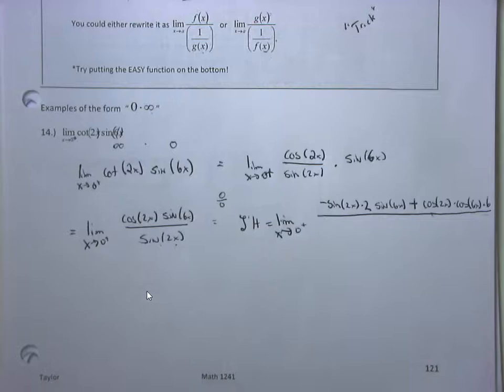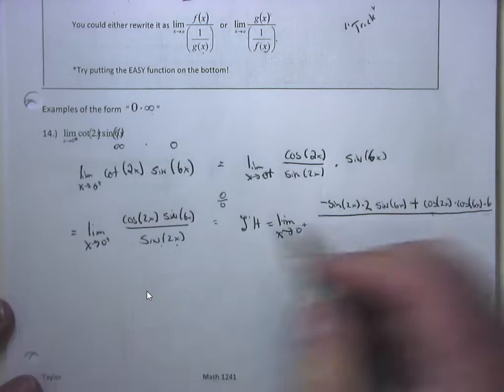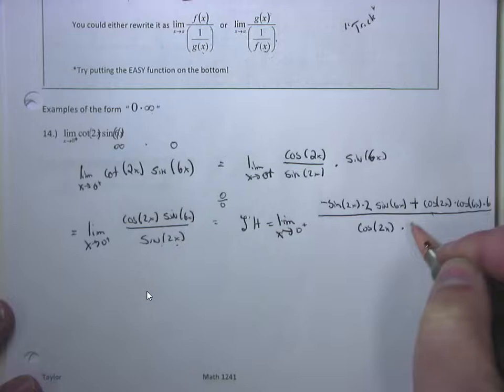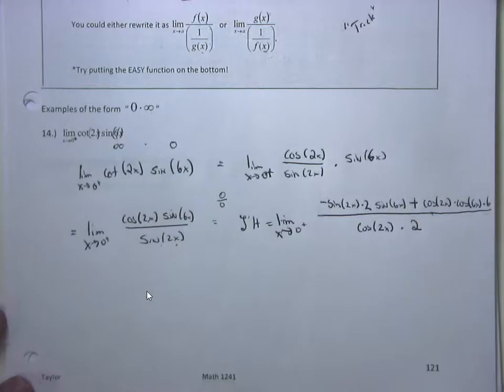There is the product rule for the numerator, then divided by the derivative of the denominator. What's the derivative of sine of 2x? Well, chain rule again. The derivative of sine is cosine. The inside angle, 2x, stays the same, times the derivative of the inside, which is 2. Now, plug in your number.